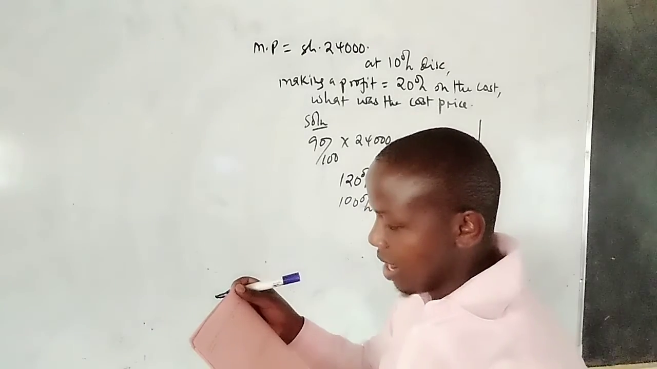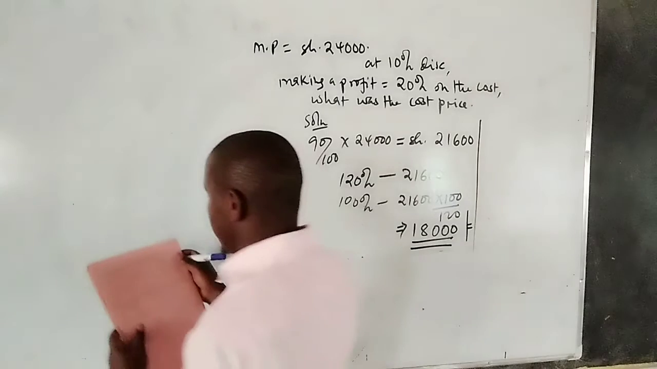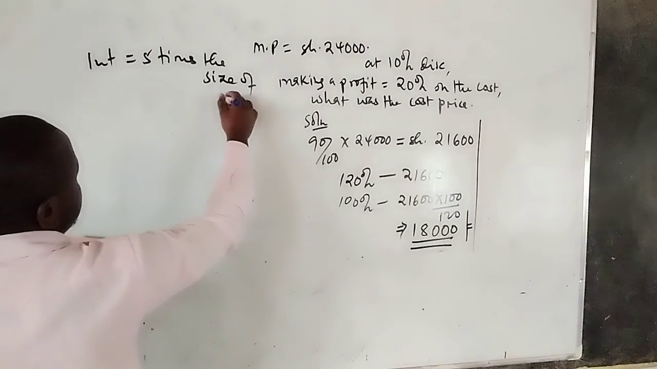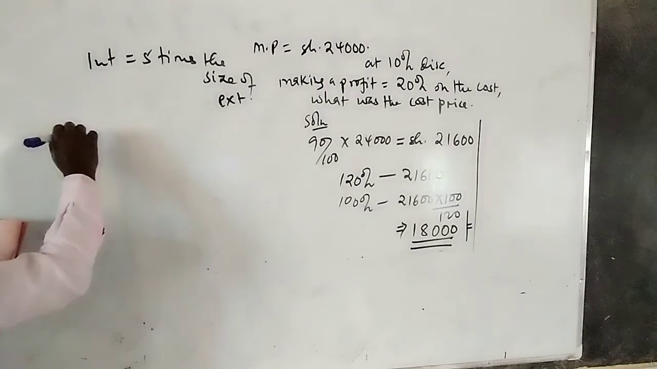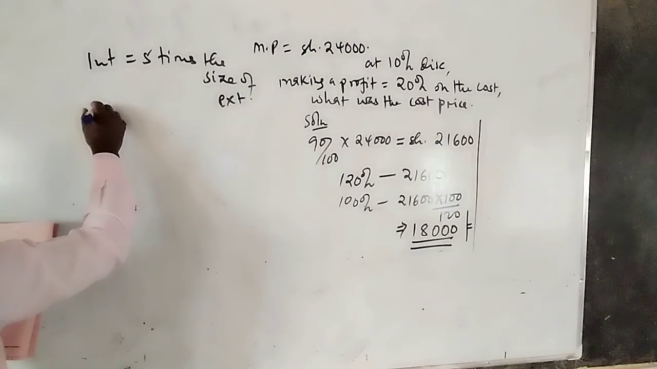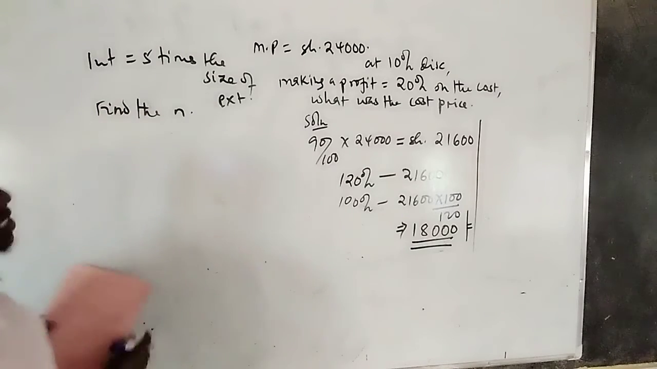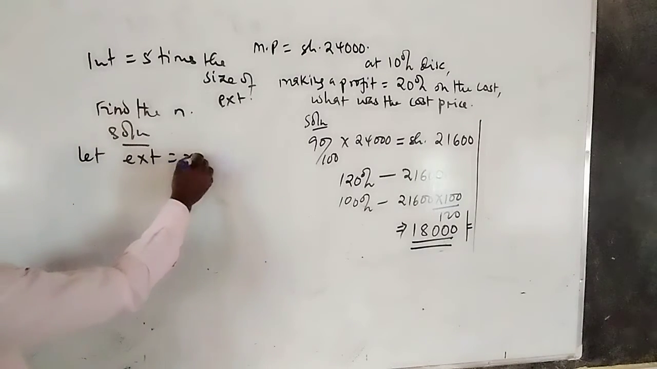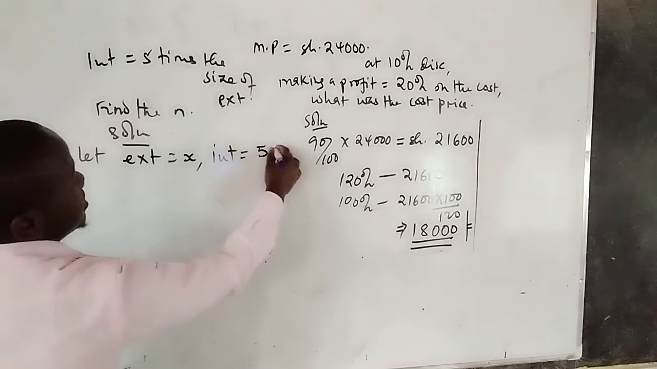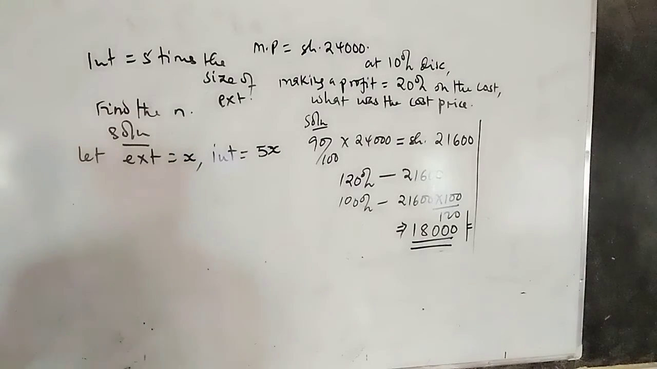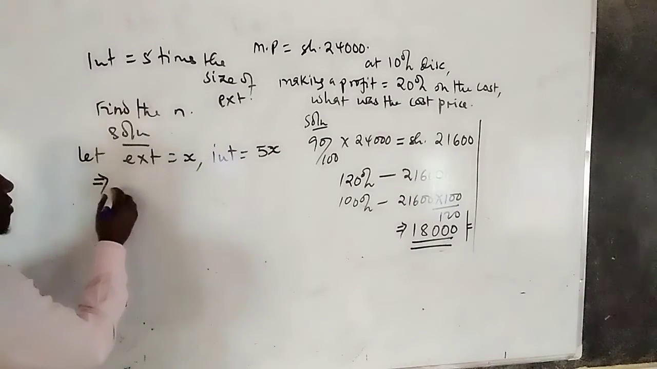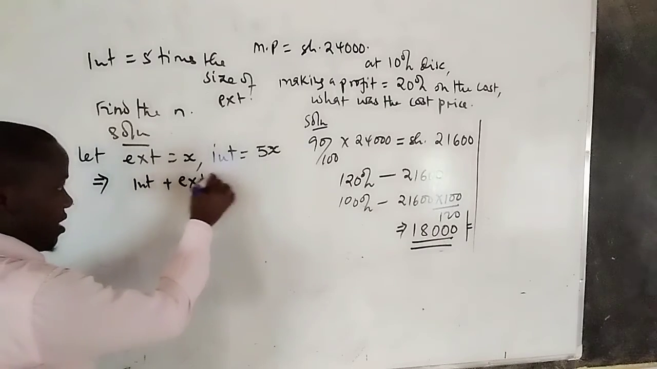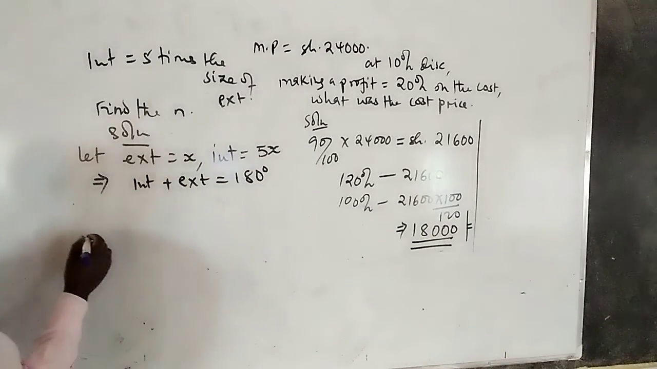We should hurry up. The interior angle of a regular polygon is 5 times the size of the exterior. Find the number of sides the polygon has. Solution. Let the exterior be x. Then we are told the interior is 5 times the exterior, so we multiply x by 5. We should remember that when the interior is added to the exterior, they should give us 180 degrees for every polygon.